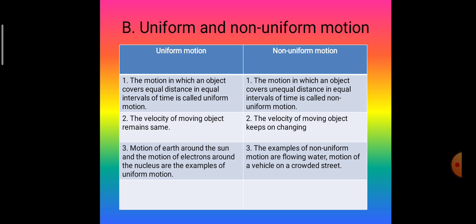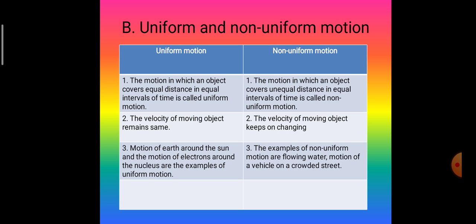The next difference is of uniform and non-uniform motion. The motion in which an object covers equal distance in equal intervals of time is uniform motion. And the motion in which an object covers unequal distance in equal intervals of time is called non-uniform motion. The velocity of a moving object remains the same in uniform motion, and in non-uniform motion it keeps on changing.